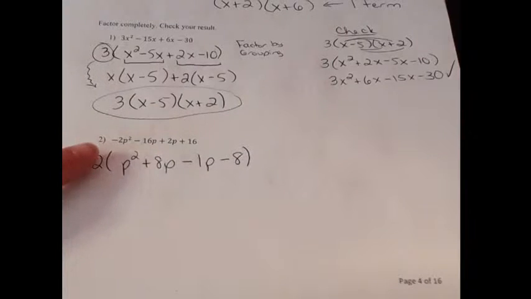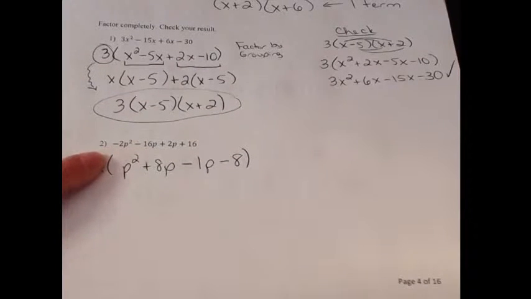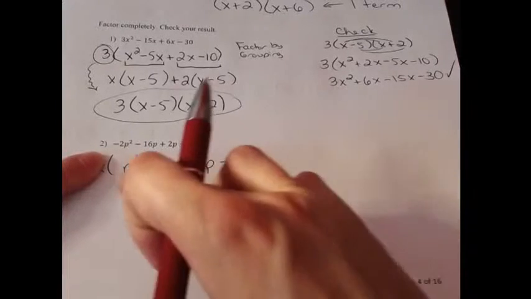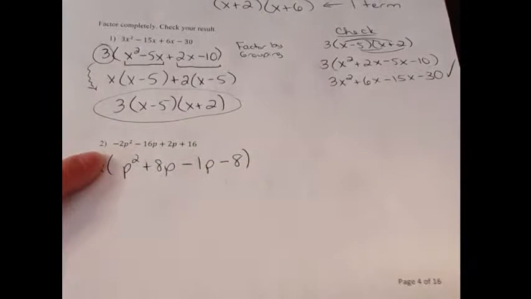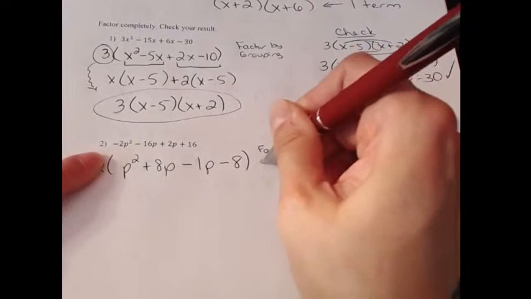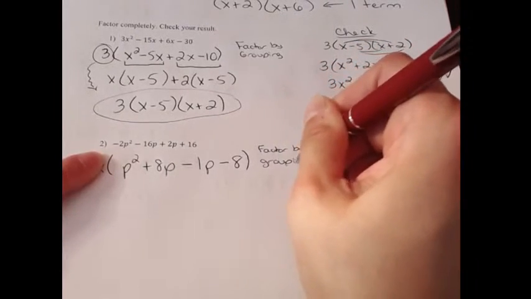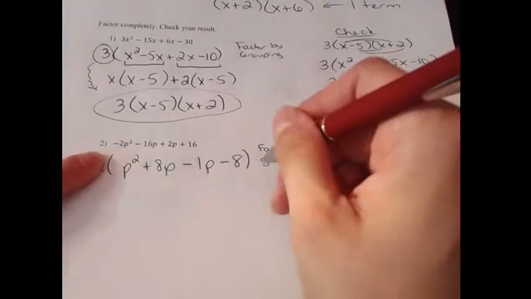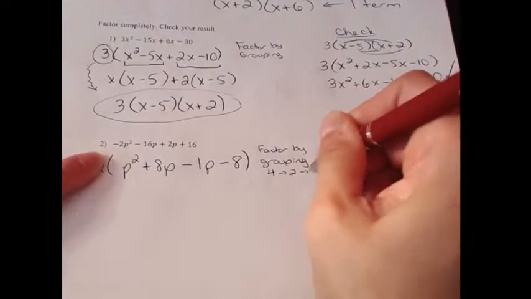Let's cover up the negative 2 because that's my GCF. I want to hold it on the side. I don't want it to be distracting, so I'm just going to keep it right there. Notice I have 4 terms inside of my set of parentheses, so I'm going to factor by grouping. So factor by grouping. And remember, that's 4 to 2 to 1.